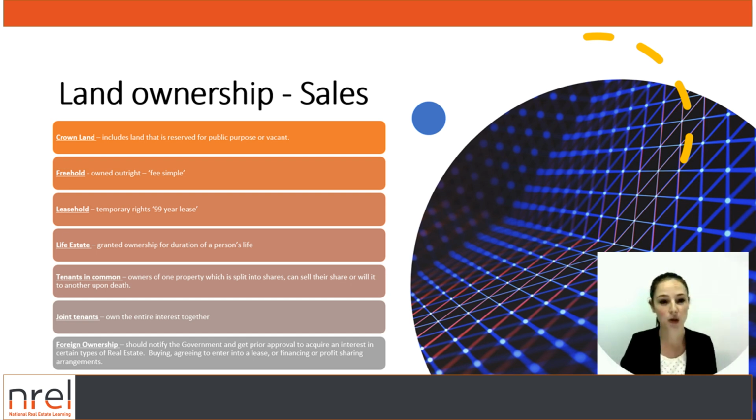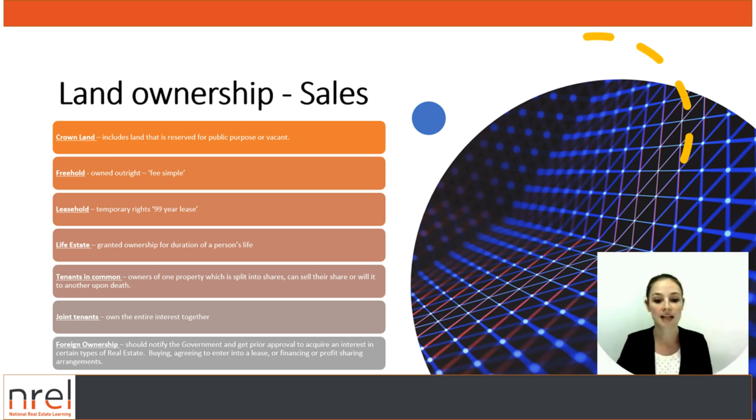You also have freehold, so owned outright, or fee simple is another word for it. So I know I just said that you don't ever actually own land in Australia, but freehold, the definition of that is that you own it outright, although you still have rights and interest reserved by the Crown, even under a freehold property. Leasehold is temporary rights. So, for example, if you were to purchase property in Canberra, you purchase a 99-year leasehold over the property. A life estate, so granted ownership for a duration of a person's life.